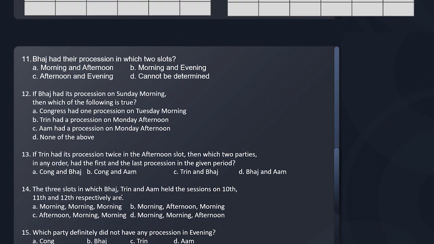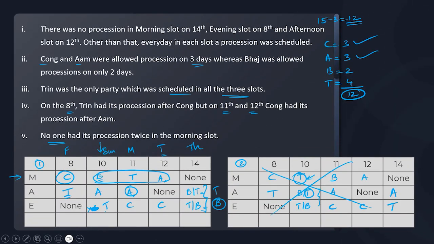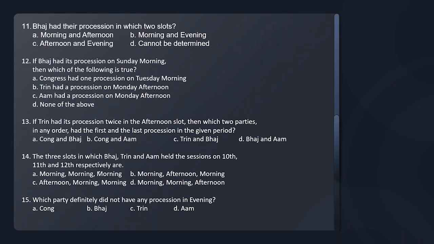Which party definitely did not have any procession in the evening? So evening, who did not have? Let's see. T definitely had. C had. B may or may not have had. Definitely A is not having. Therefore, the answer is A. That is option D. Okay. So that's the set for you.